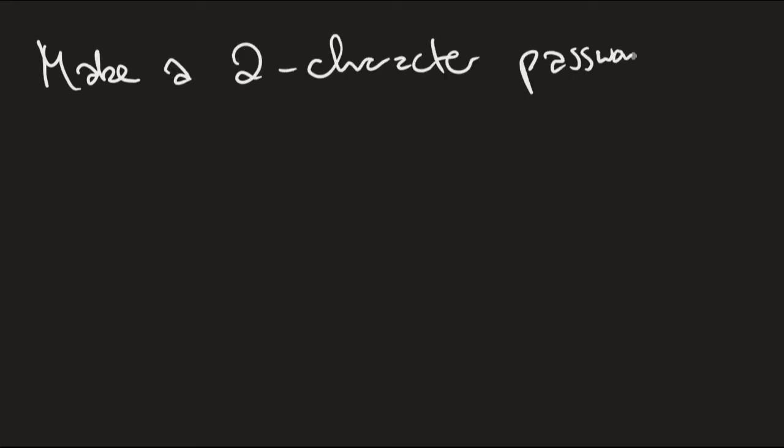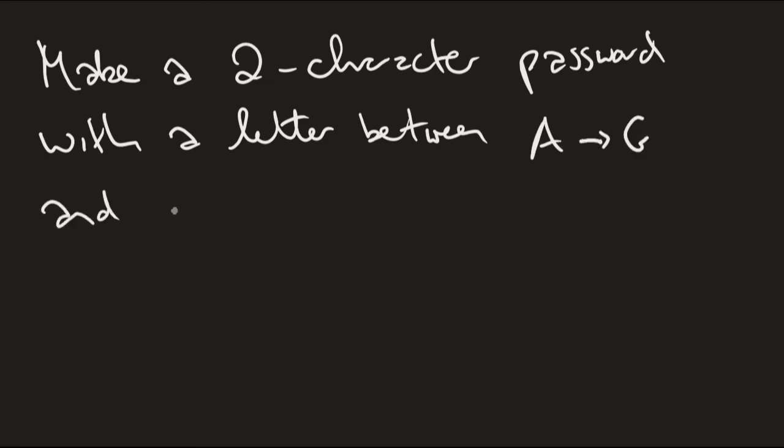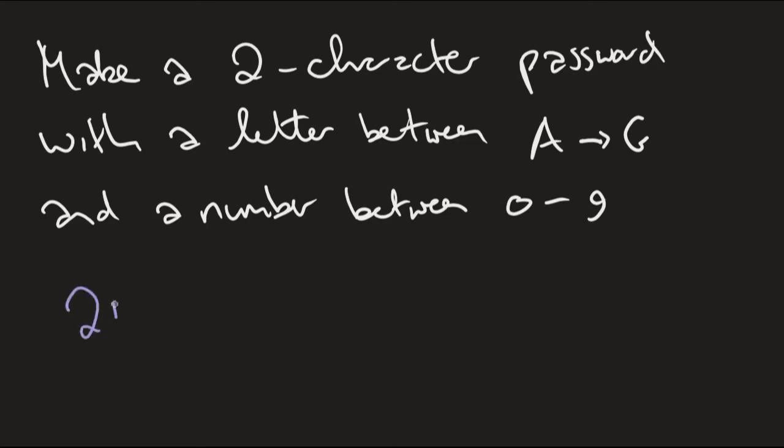So for our password, we'll keep it simple. We'll say to make a 2-character password with a letter between A to G and a number between 0 and 9. So a possible password that we could choose would be 2D. And that is not going to be equal to D2. And similarly, if we were to choose, say, 0A, that's not equal to A0.